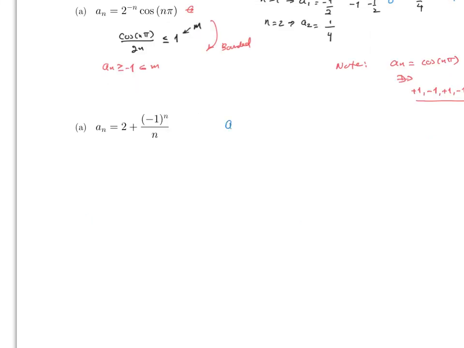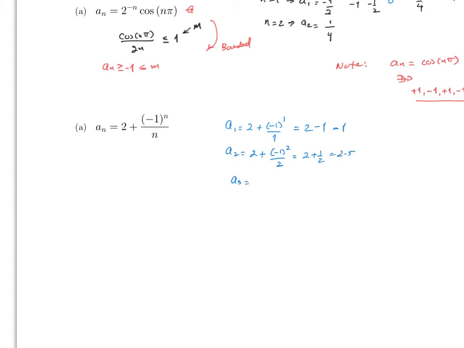All right, what about this one? So let's do a few. a of 1 will be 2 plus negative 1 to the 1 over 1. Remember, notice how you cannot use 0 here because you would be dividing by 0 and that's not allowed. So therefore, this will give you 2. What about if n is 2? It will give you 2 plus negative 1 squared over 2, which will be 2 plus 1 half, which is 2.5.